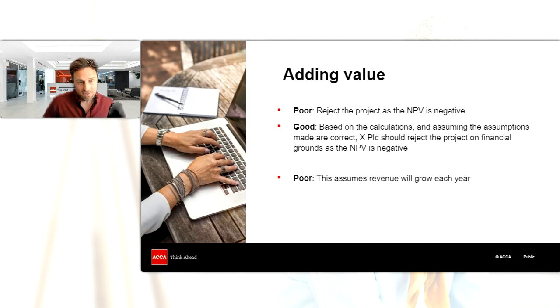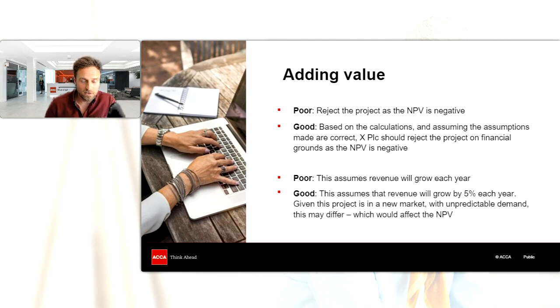And in terms of stating assumptions, I see this a lot: "This assumes revenue will grow each year." Okay, yeah, that is a valid assumption, but we need to challenge it. Always think, how can I challenge that assumption? So what you could do is, "This assumes that revenue will grow by 5% each year. Given this project is in a new market with unpredictable demand, this may differ, which would affect the NPV."